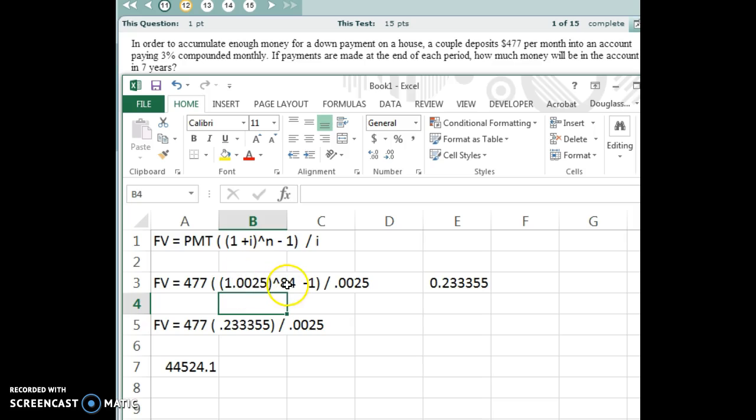I've actually taken this complex term here in the middle and calculated it separately off to the side. So that part in parentheses, it's the top part of the fraction. It reduces to this value. So this whole thing would reduce to these 3 numbers. And when you do that times that divided by that, you'll get the answer here. 44,524 would be the future value of that annuity.